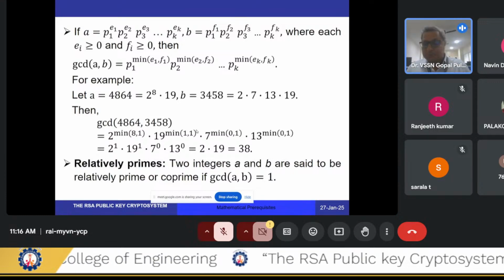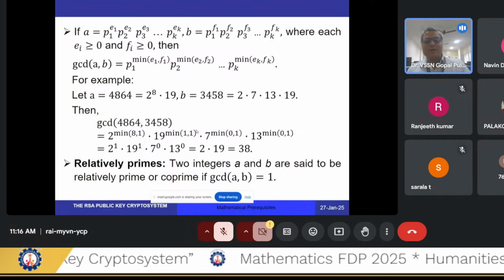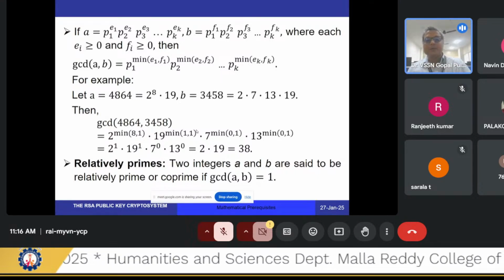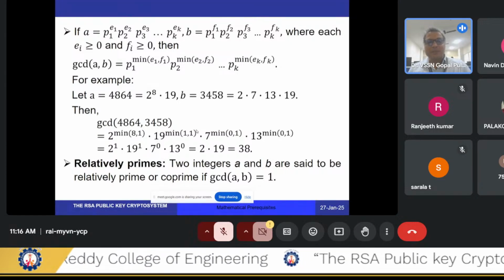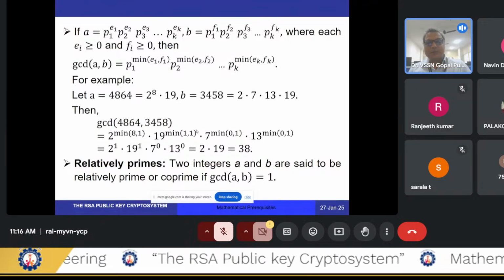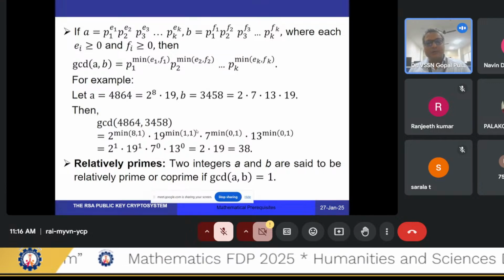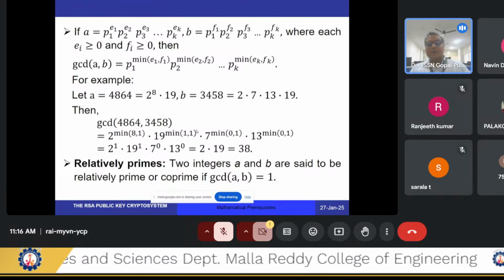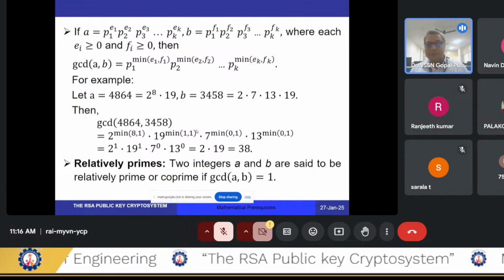Okay, so let us move on to the next one. Another important definition: so-called relative primes. We say that two integers A and B are relative primes, the other name for this is co-primes, provided their greatest common divisor is 1. So two integers A and B, whenever their greatest common divisor is 1, we call them relative primes.